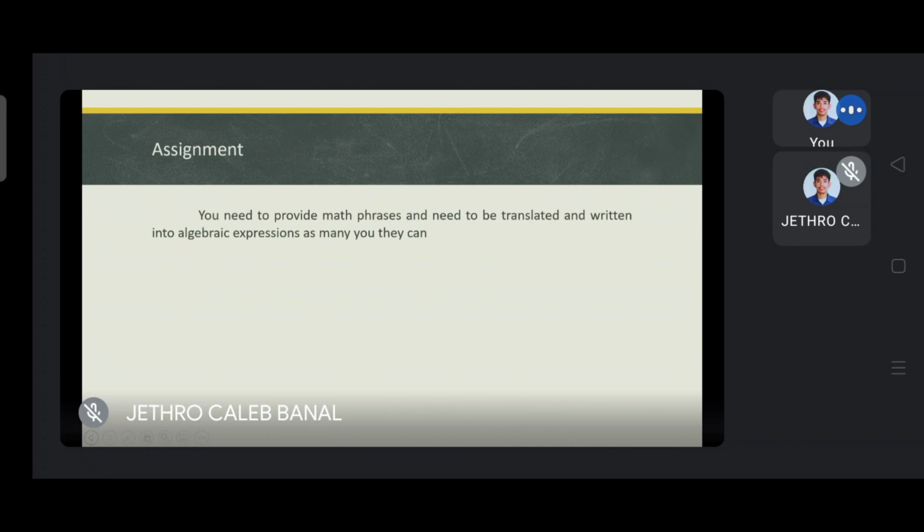So, assignment. You need to provide a math phrases and need to be translated and written into algebraic expressions as many as you can. Why? Para masanay kayo na hindi lamang iilan ang alam nyong isulat as expressions. Dahil nag-iiba-iba ang tanong, napakarami nito. Kapag marami kayong alam, mas mataas yung tsansa na masagot nyo yung word problem.